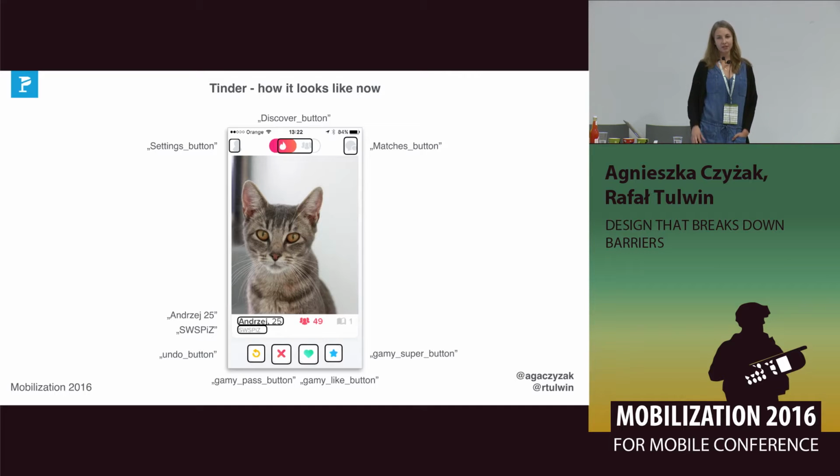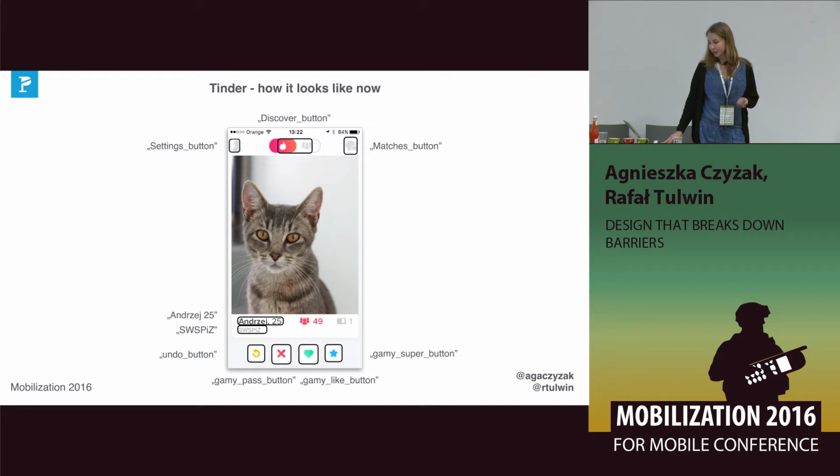So when you go to Tinder and you have VoiceOver turned on, you can just go through the screen, and the things that you will hear are some kind of labels that are not actually accessibility labels, but IDs or something like that.